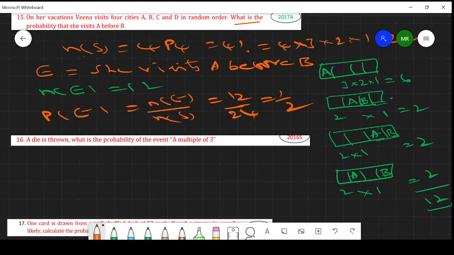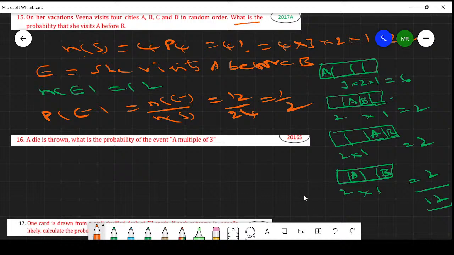Sir, I have not remembered all this. I have remembered only n of E is equal to 12. Yes, you can do it. She visits A before B. Remember n of E is equal to 12. P of E equal to 12 by 24. You write 1 by 2 also. No need to show this much. How you got 12? Not required. You can remember. You can write also.